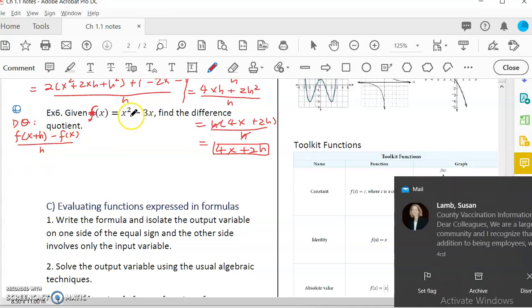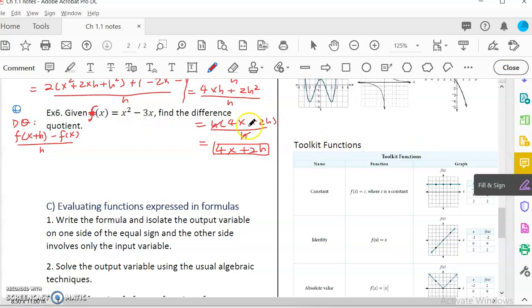So our function is defined as x squared minus 3x. Every time I see x, I plug in x plus h. So this would equal (x plus h) squared. Remember, I have to FOIL this, minus 3 times (x plus h). So that is the first part. And then I subtract the function itself, which is just x squared minus 3x. Remember to put it in parentheses, and then all divided by h.